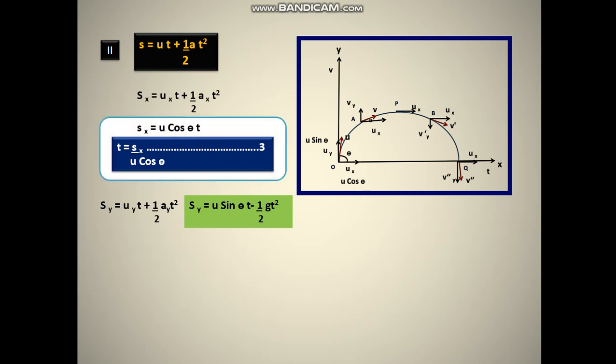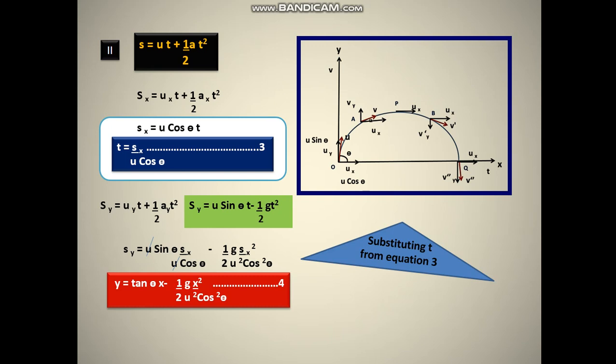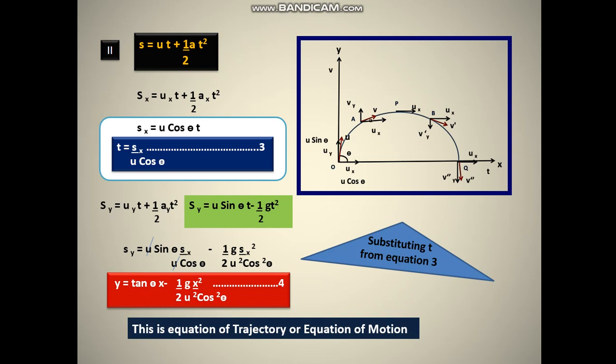So you substitute t is equal to sx upon u cos theta in this equation, and we get sy is equal to u sin theta into sx upon u cos theta minus half g sx square upon u square cos square theta. So cancelling the terms, and ultimately sin theta by cos theta is tan theta. Therefore, y is equal to tan theta x minus half g x square upon u square cos square theta. This is the equation of trajectory or equation of motion.